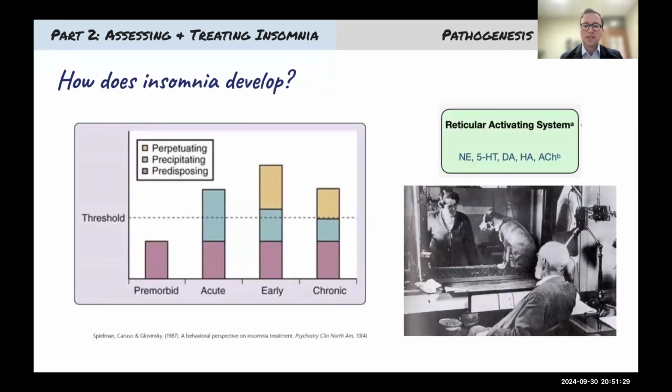So how does insomnia develop? One useful approach is an approach that's very common and well known within psychiatry, and that's considering predisposing, precipitating, and perpetuating factors from a biological, psychological, and social perspective, considering the neurobiology and also things like classical conditioning.